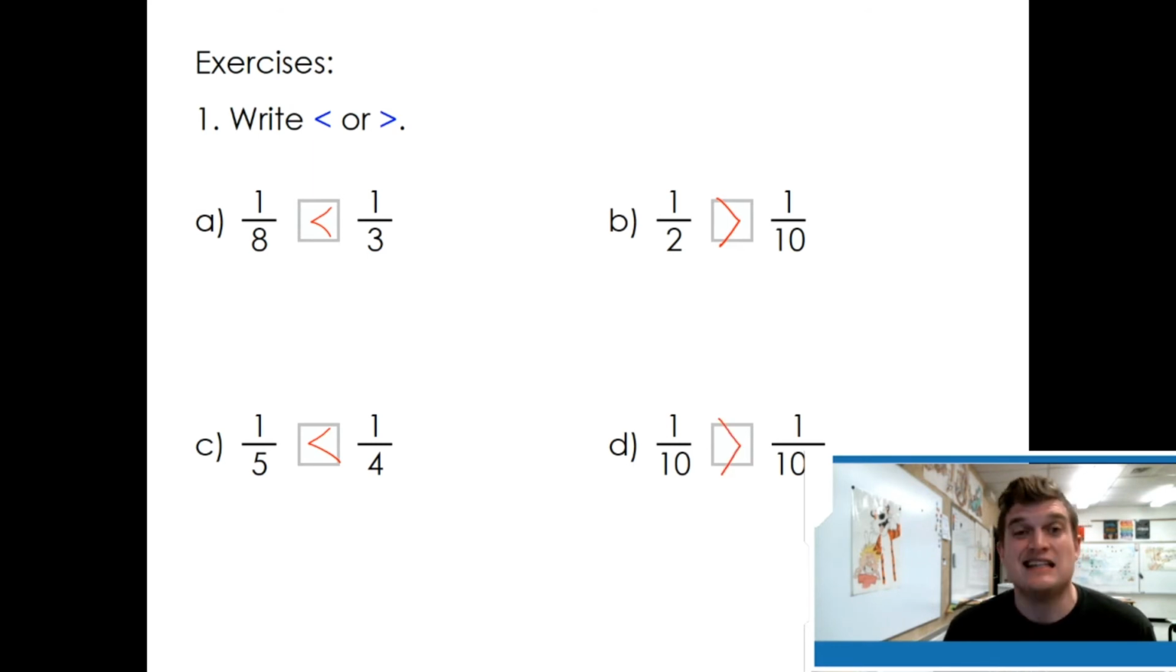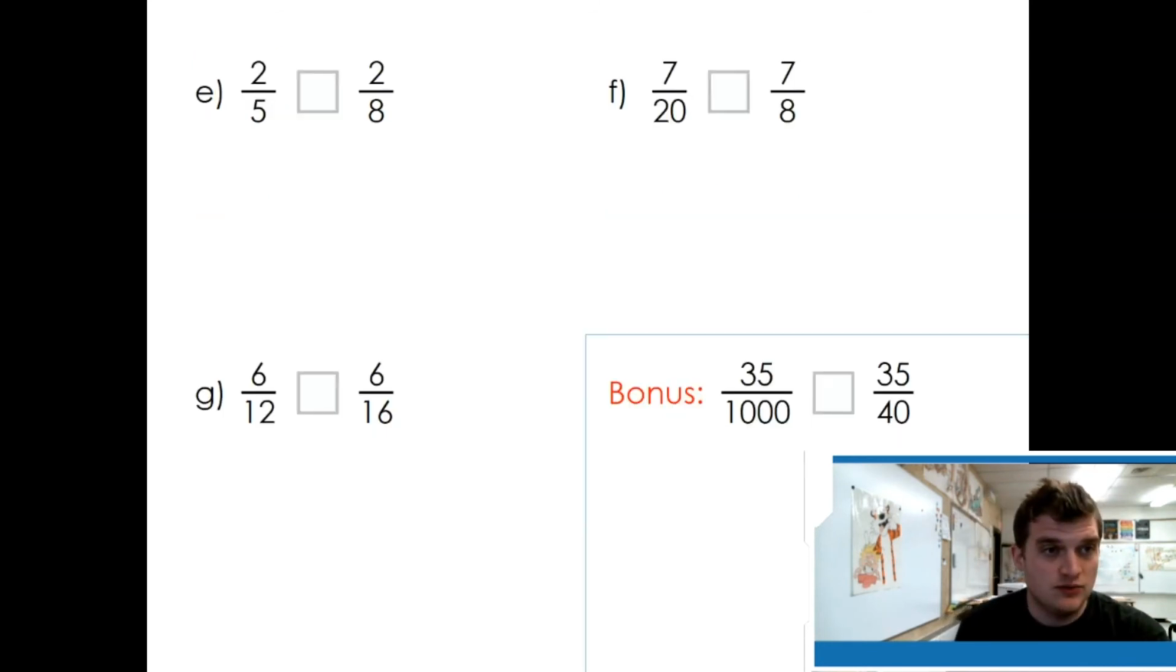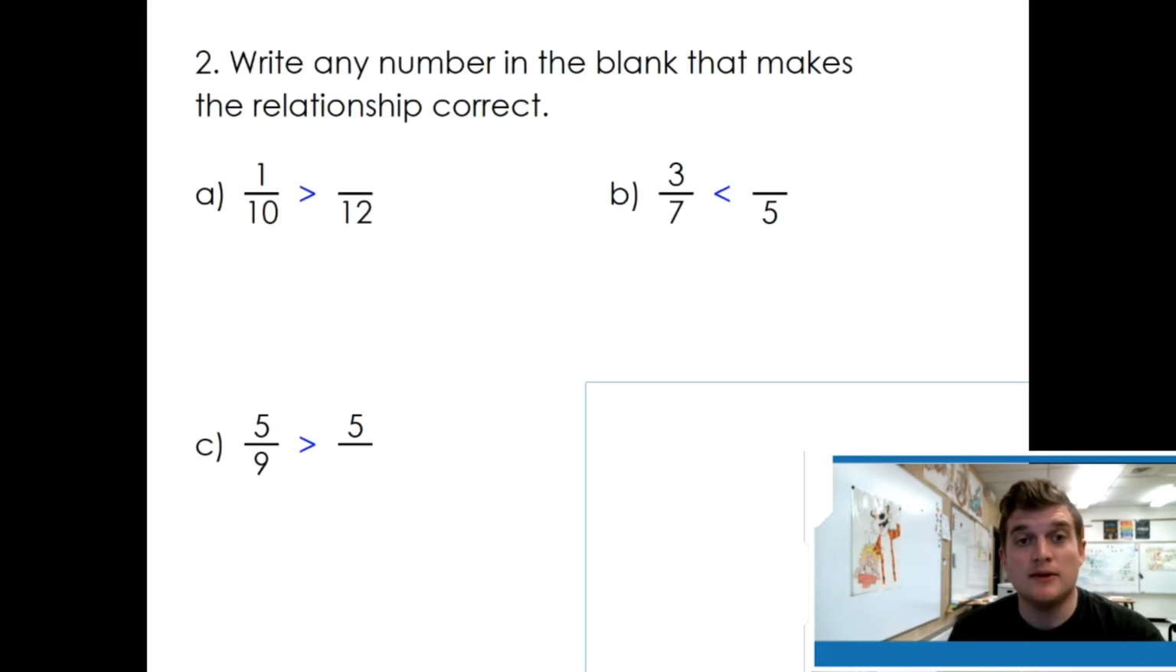1/100th of a cake is nothing. It'd be a little piece of icing. Forget about it. I want a slice. 2/5 or 2/8. 7/20th? Are you kidding me? That'd be nothing. 6/12 or 6/16. I want 12ths. Bonus, definitely the 40. Write any number in the blank that makes the relationship correct.